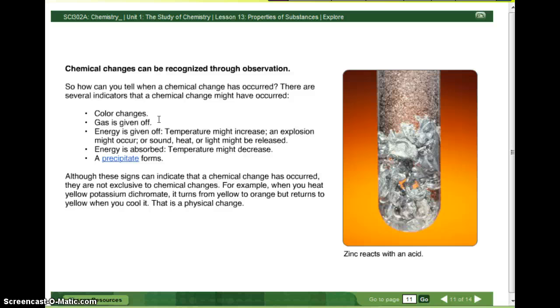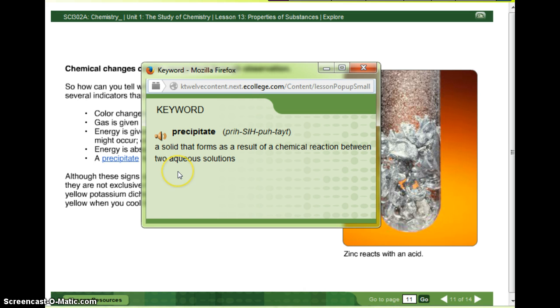Energy is absorbed, so what would that be called? Endothermic. Temperature might decrease, or a precipitate forms. Precipitate, a solid that forms as a result of a chemical reaction between 2 aqueous solutions. In other words, you put 2 liquids together and one of them turns chunky.